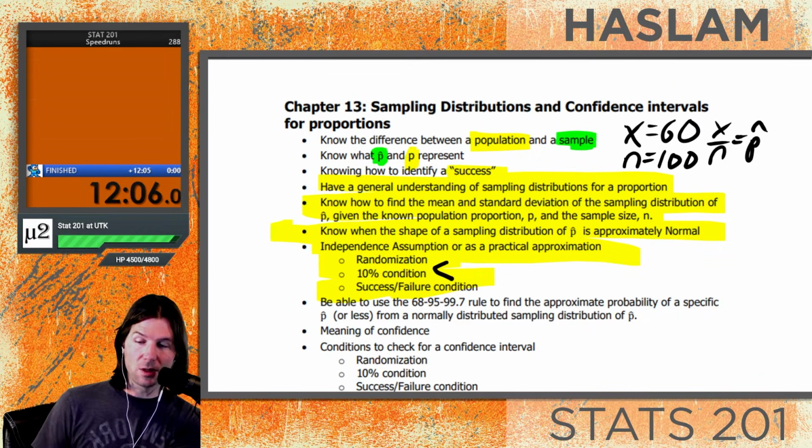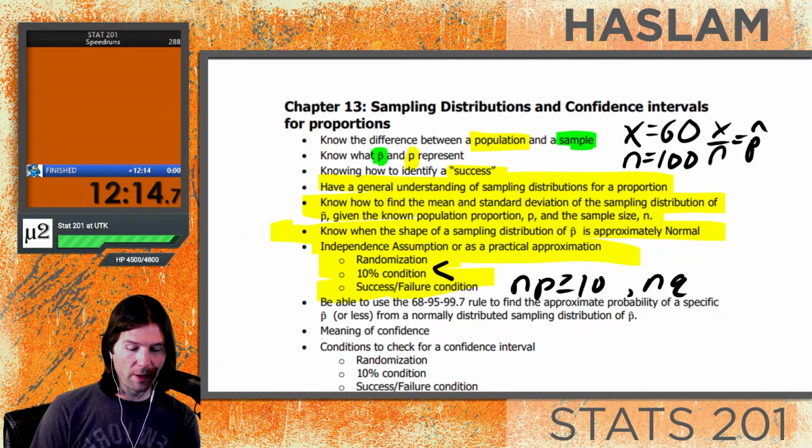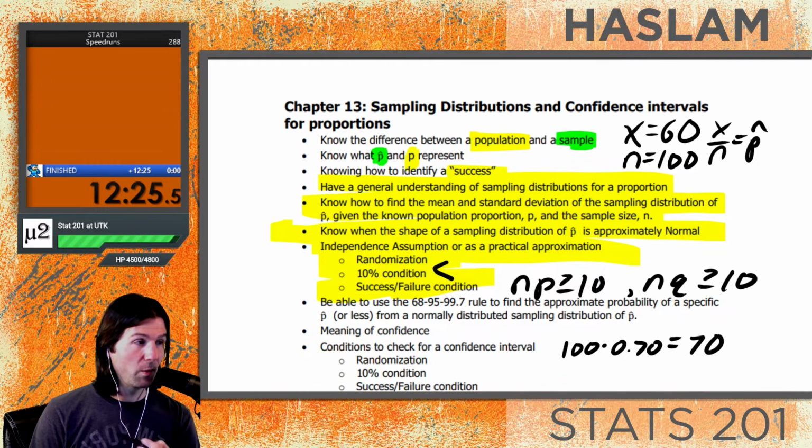The success failure condition for this one is going to be found via np greater than or equal to 10. And also we need nq greater than or equal to 10. And so how would we find these? Well, np, remember we sampled 100 students and we expect 70% of them to be in-state. So that's going to be 70 students we would expect.